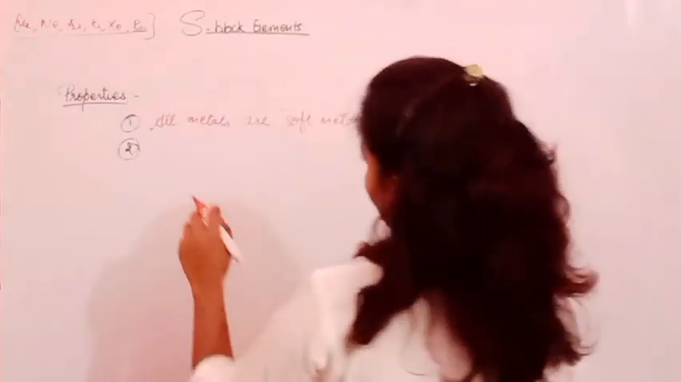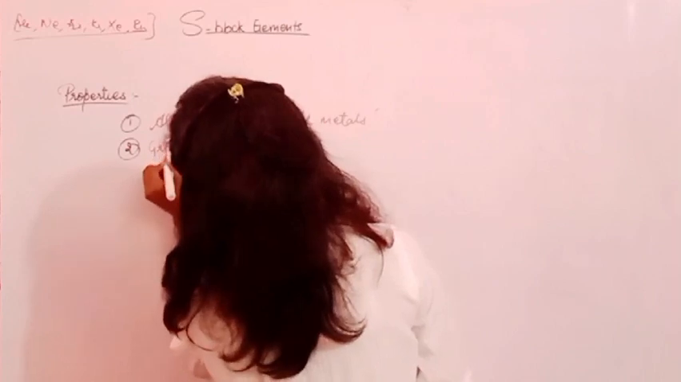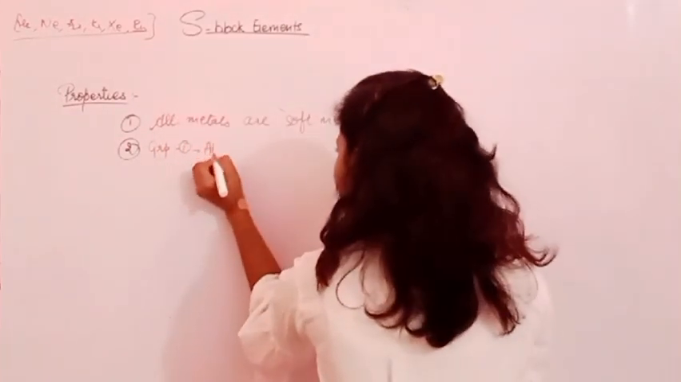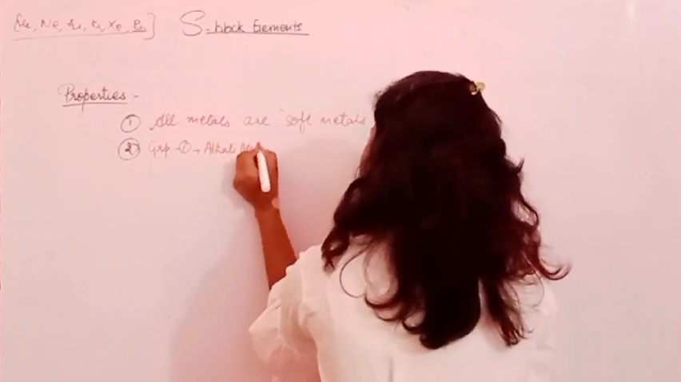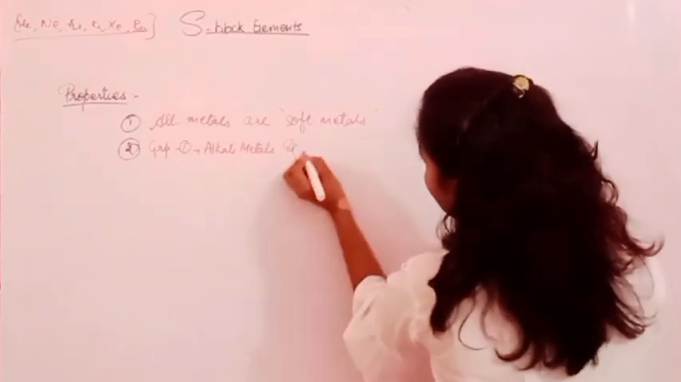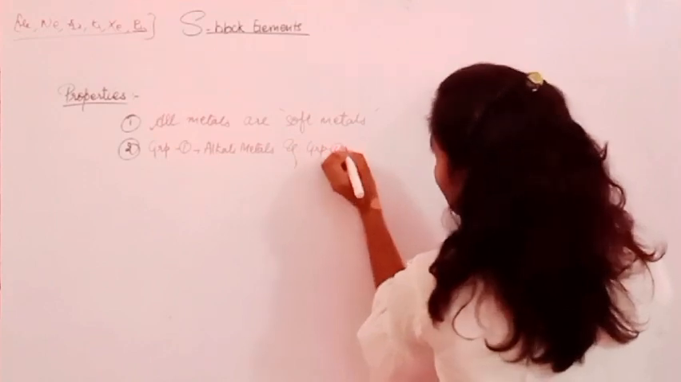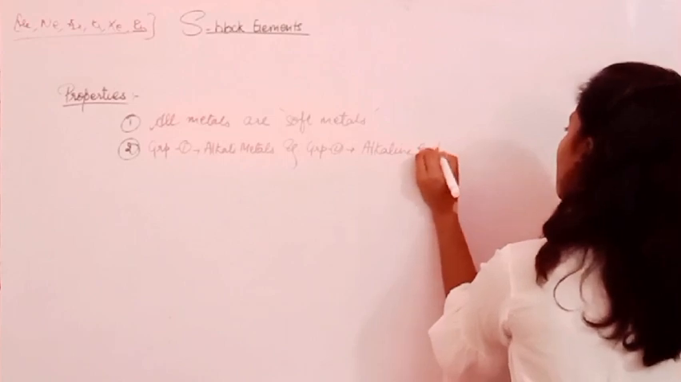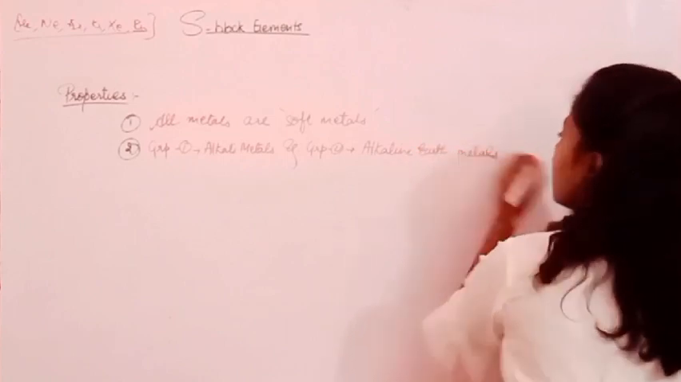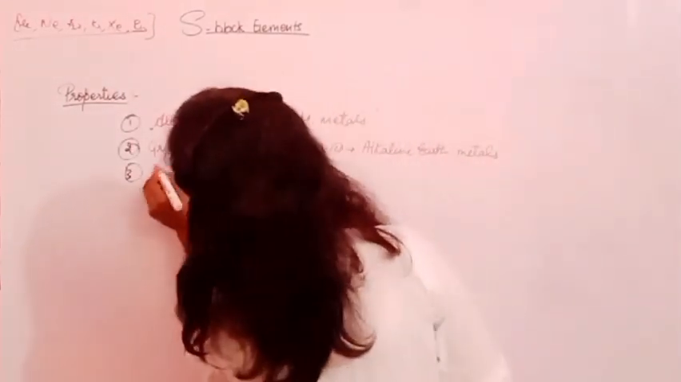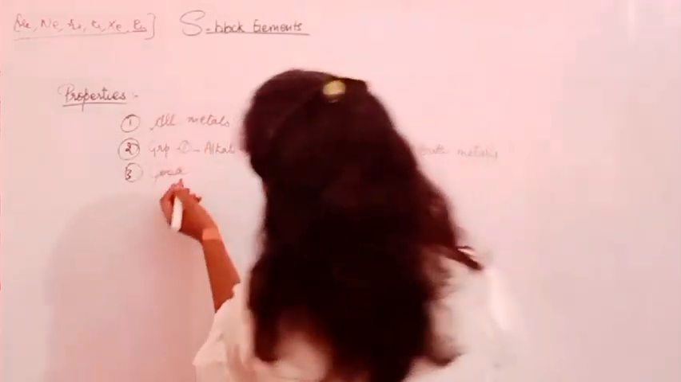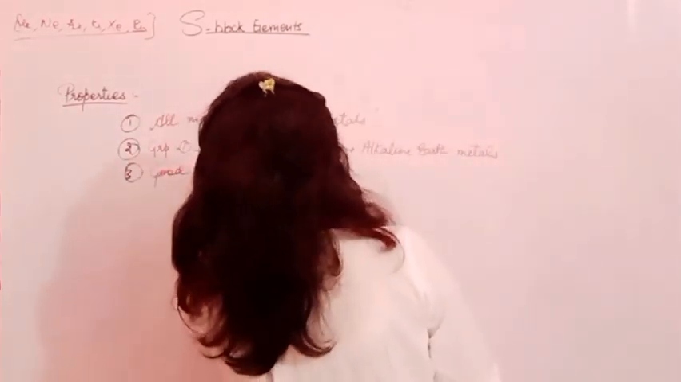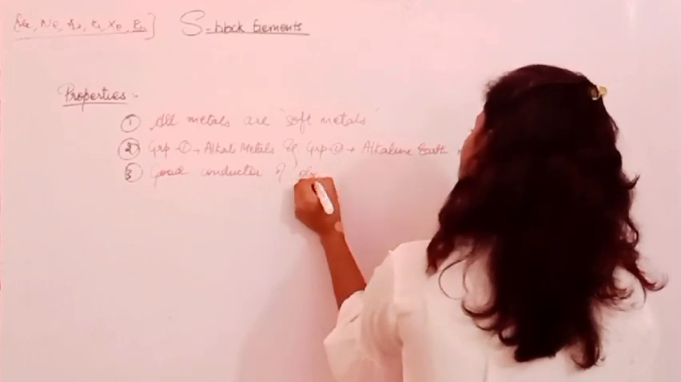Clear? Secondly, group number 1 are your alkali metals, and group number 2 are your alkaline earth metals. Talking about your third property, they are good conductors. S block elements are good conductors of electricity. Let me write it.